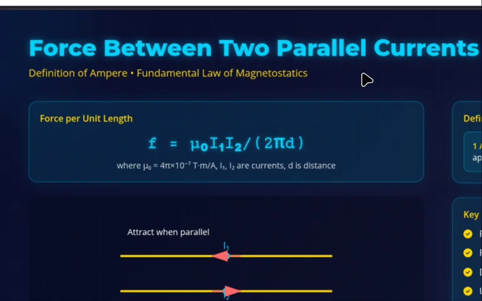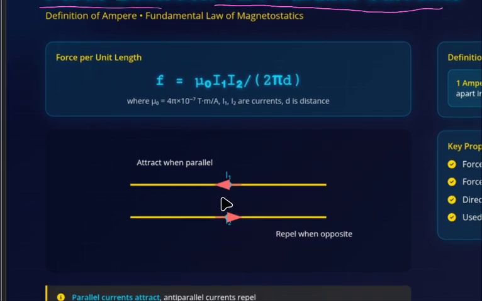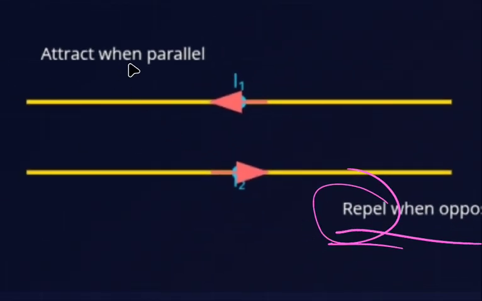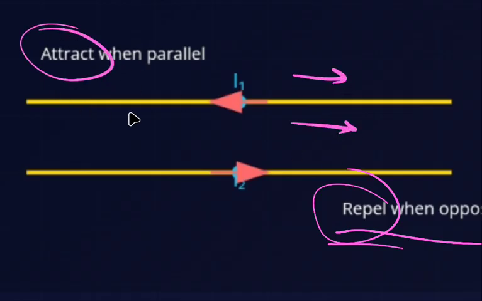Force between two parallel currents. See here, these are two parallel wires, but here the current directions are opposite. When the currents are opposite to each other, they will repel each other. When they are parallel, that means they are in the same direction, they attract each other. How can you say this? Using right hand thumb rule. With the help of right hand thumb rule we can say very easily.